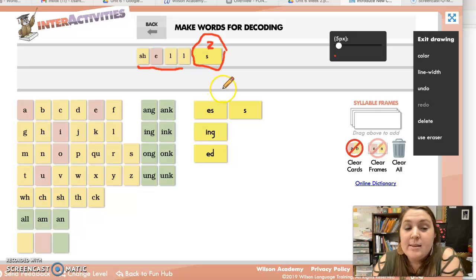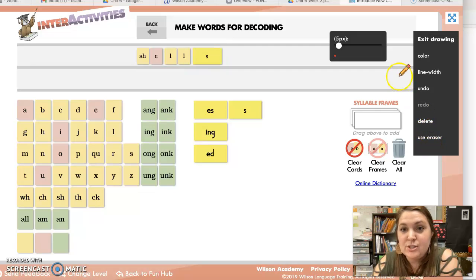All right. Now, do you see anything else? There's some other things that we could mark, right? Like our bonus letter or a digraph. But today we're just going to mark the base word and the suffix. All right. Are you ready to do our next word?